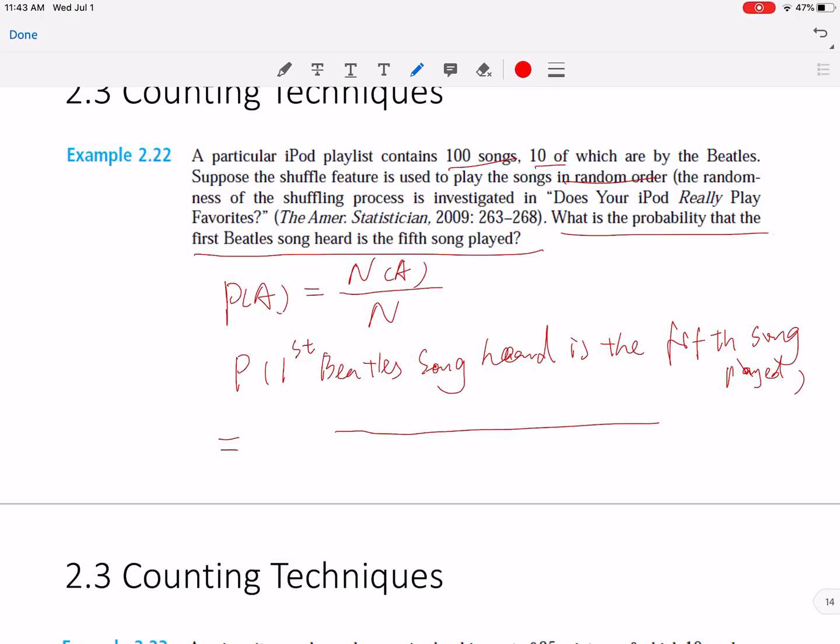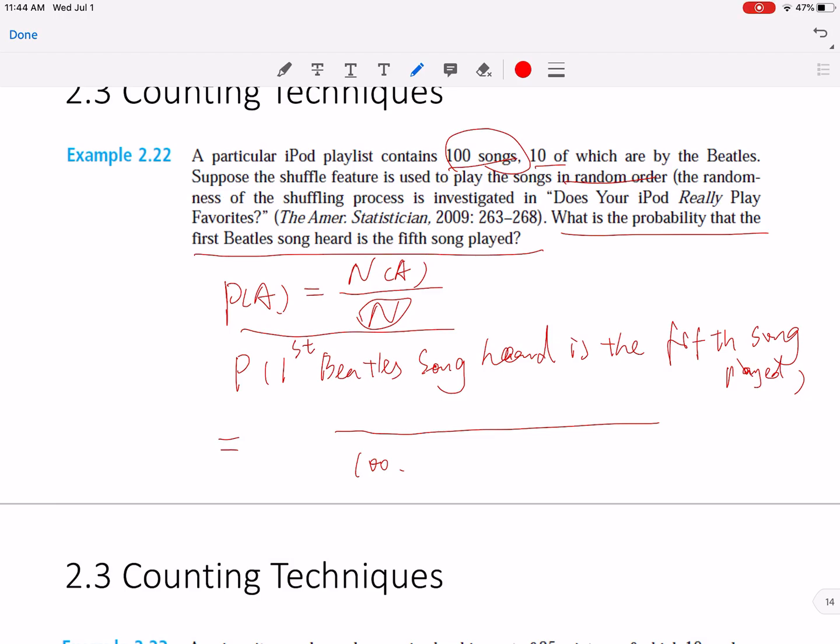So first of all, based on the formula given here, if we want to find a probability, we want to think of the sample space first, right? So let's think of the case one by one. How many possible outcomes do we have in total? If we are playing the first song, how many choices do we have? In this case, since we're thinking of the bottom here, we don't have to worry about whether it's coming from the Beatles or not. This song is coming from the 100 different songs, so we have 100 choices for the first song.